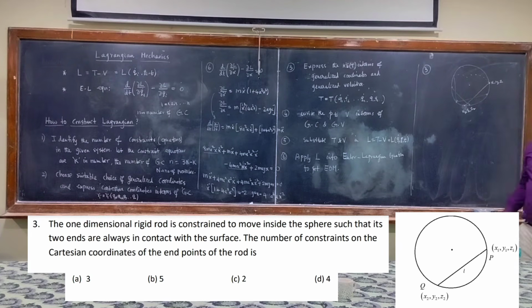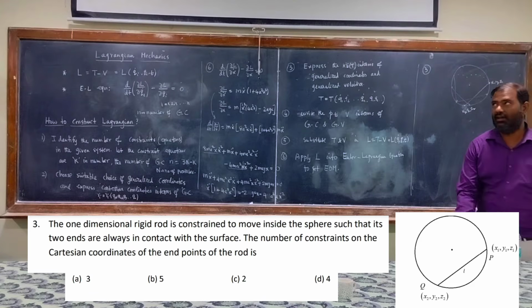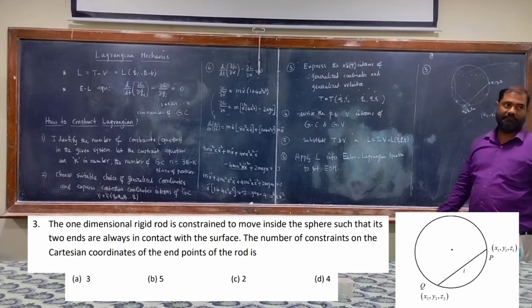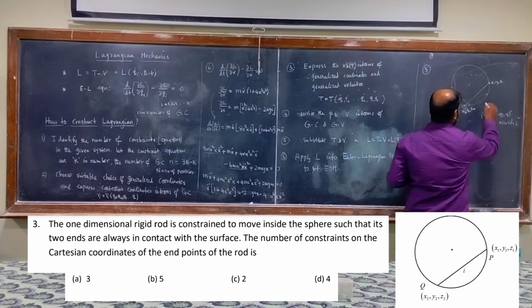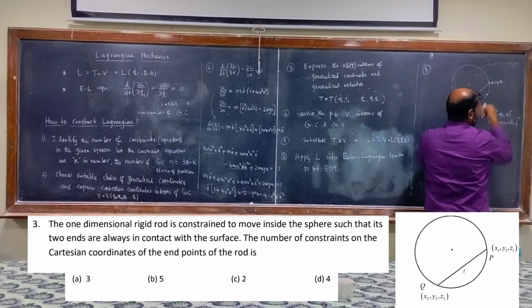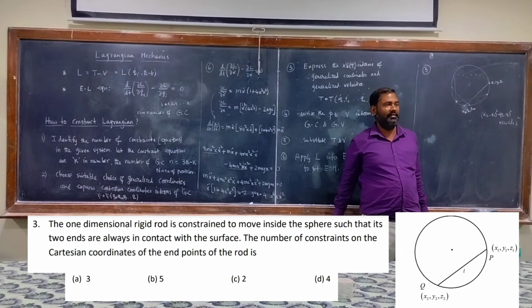Then any other constraint? Length constant தானே. We cannot change length, right? அப்போ length constant என்ன constraint அது? x2 minus x1 the whole square, y2 minus y1 the whole square, z2 minus z1 the whole square has to be another l square. Because suppose it can move here, even though the x1 y1 z1 changes, this length has to stay constant, right? அப்போ இது ஒரு constraint ஆ? ஒரு constraint. Okay, அப்புறம் என்ன constraint சொன்னோம் நம்ம?